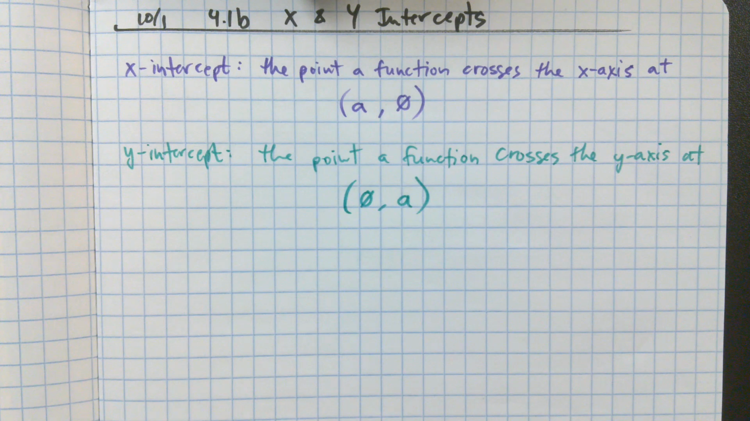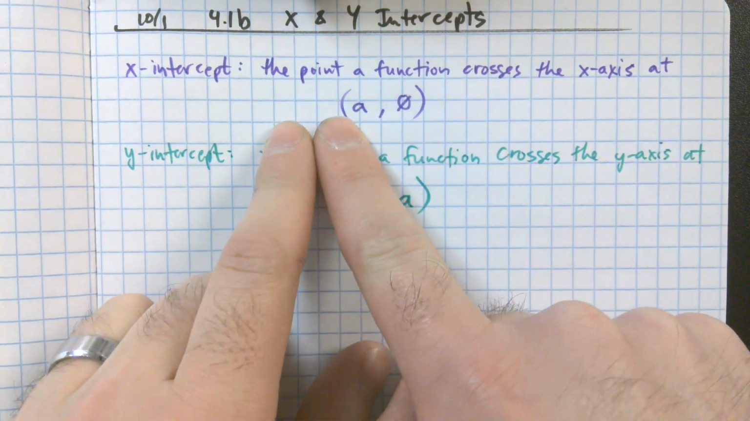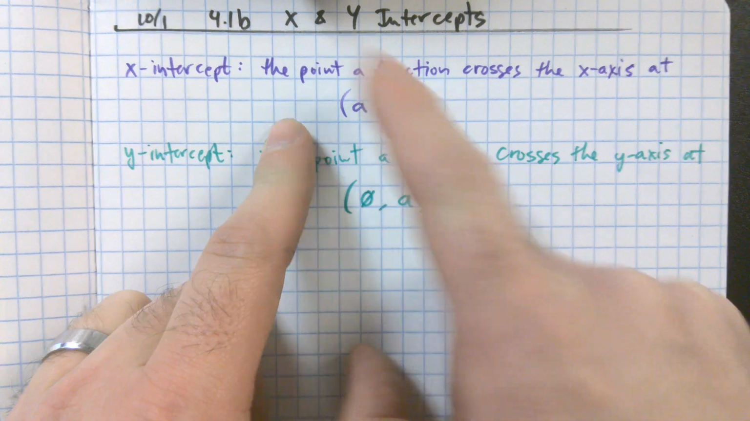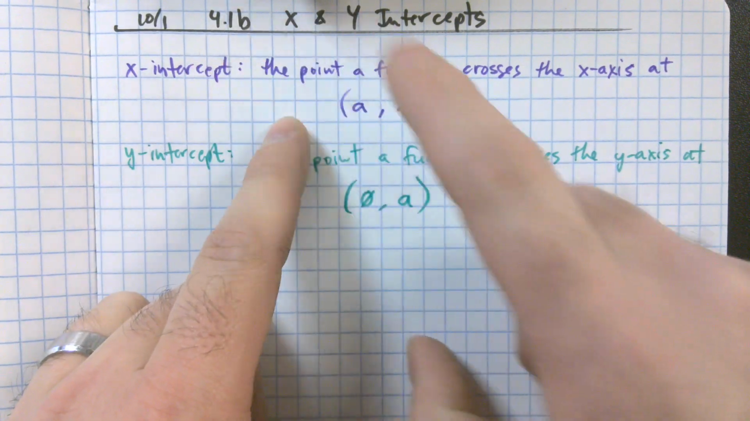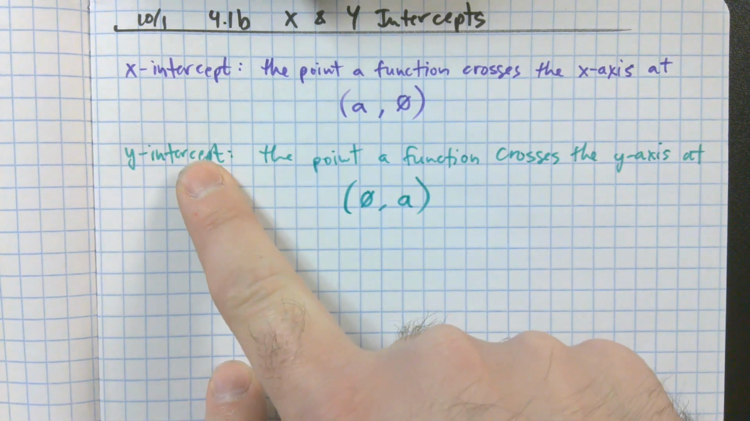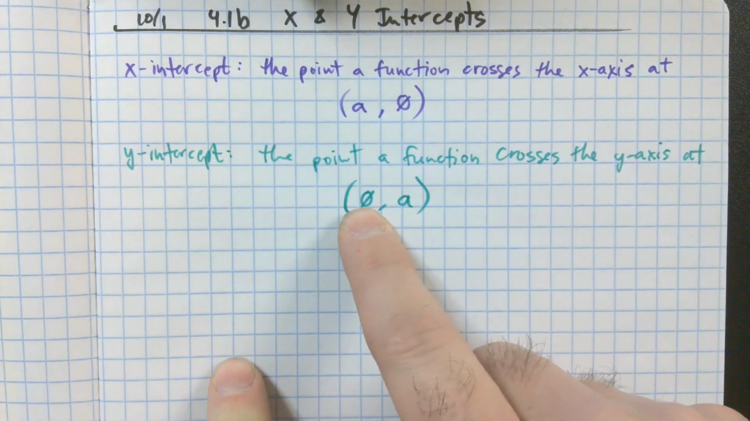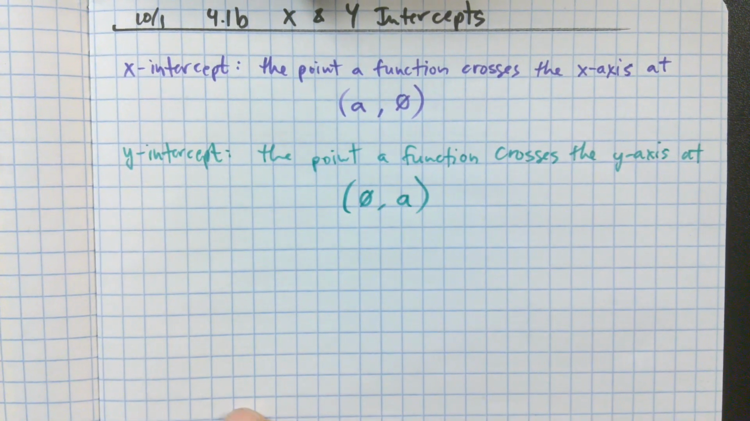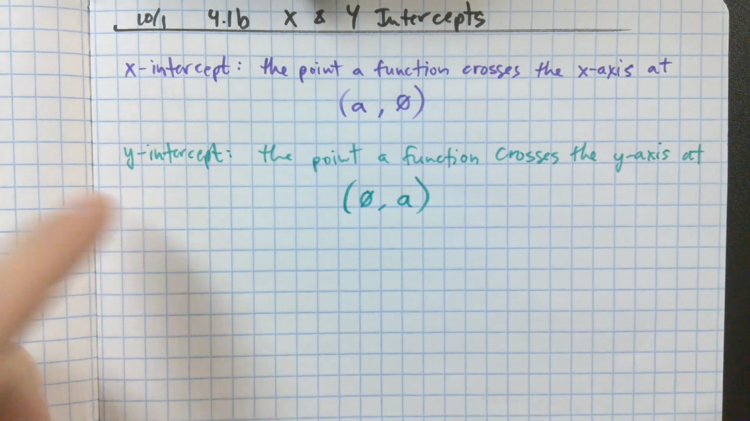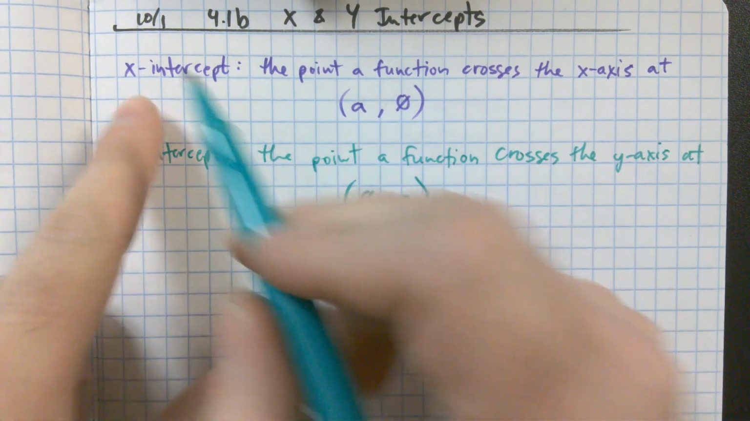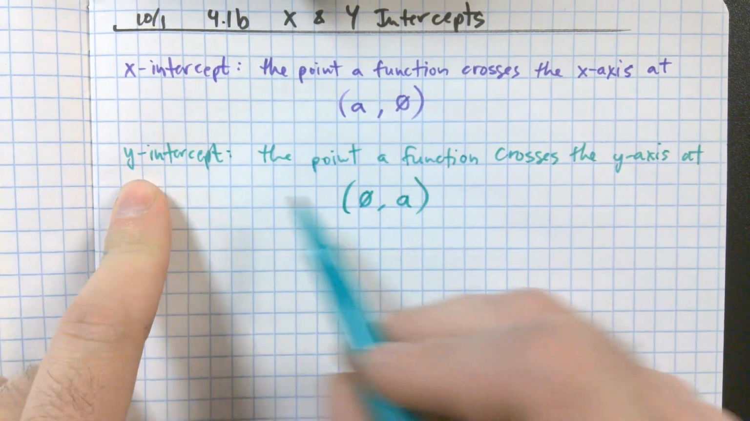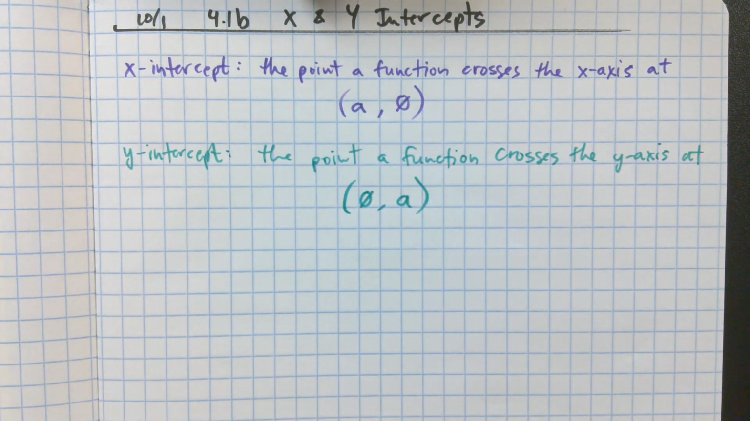So you're going to see these points with some number. We'll just call it a, comma, 0. So my x-intercept has a y value of 0. My y-intercept has an x value of 0. So we got to think kind of in terms of opposites, right? My x-intercept has a y value of 0. My y-intercept has an x value of 0.